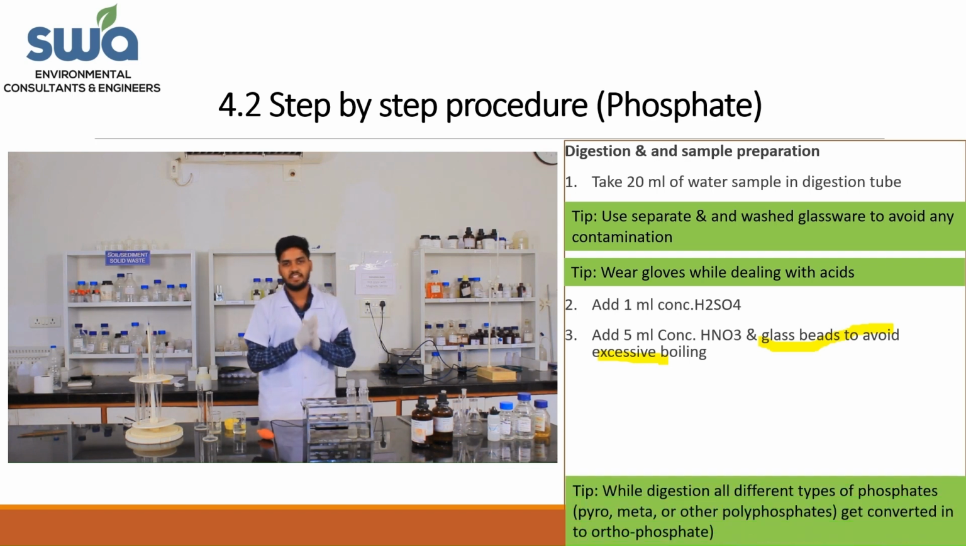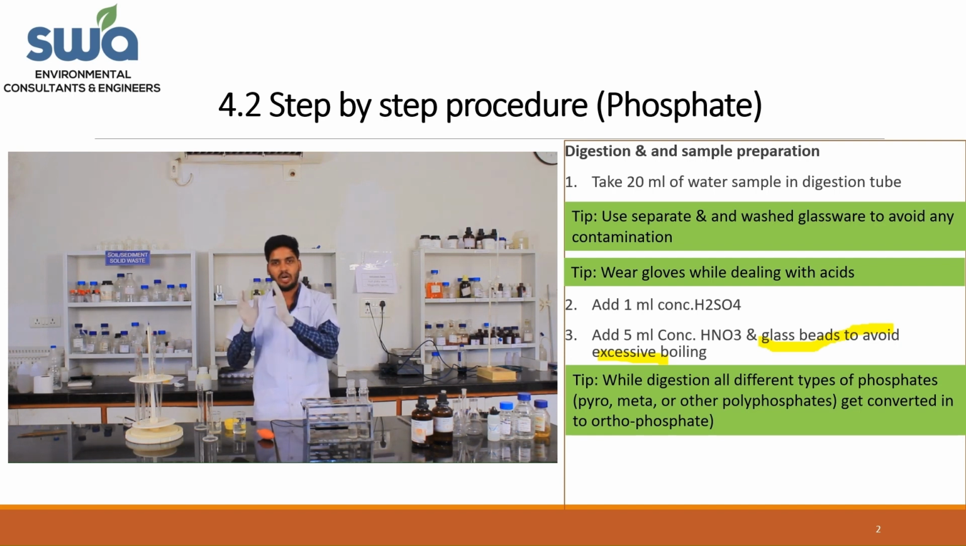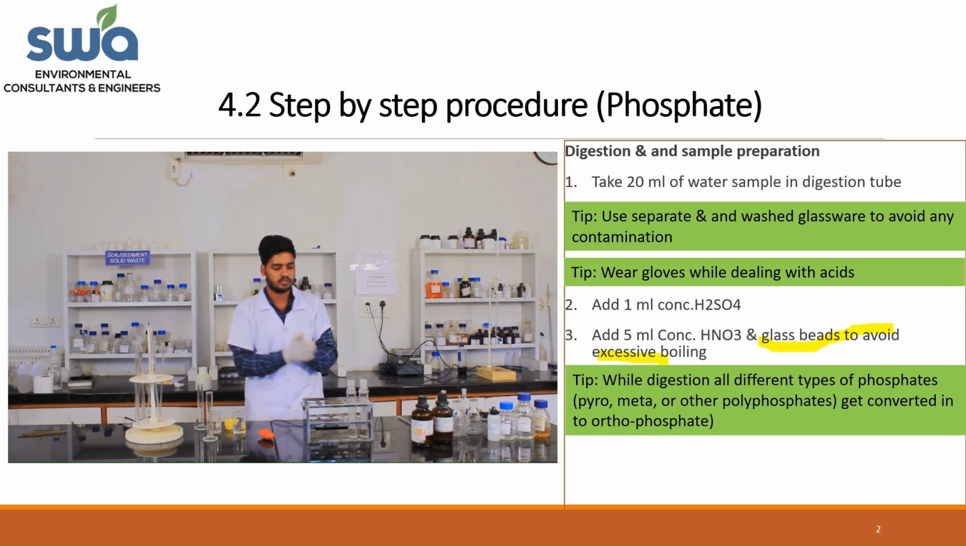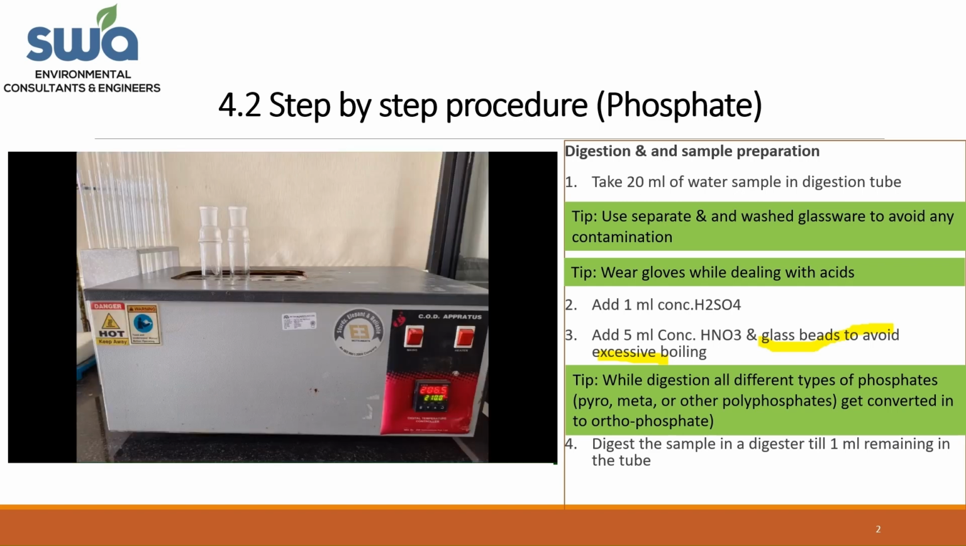Now we will transfer this digestion tube onto the digester. While digesting the sample, all types of phosphate like pyrophosphate, polyphosphate and other phosphates will get converted into orthophosphate only. After that we will measure the orthophosphate by developing the color. That we will see in the next slides. Now let's put this sample on the digester and digest till only 1 ml of sample is remaining in the digestion tube. So let's digest the samples.